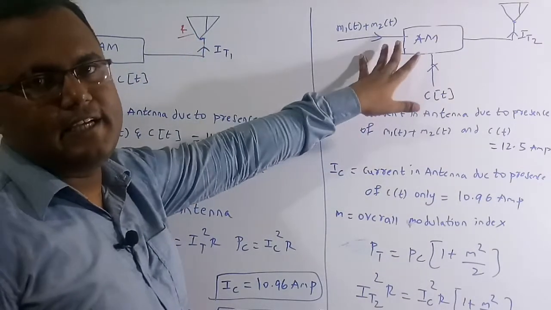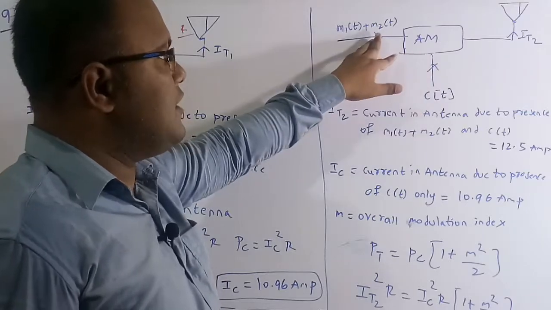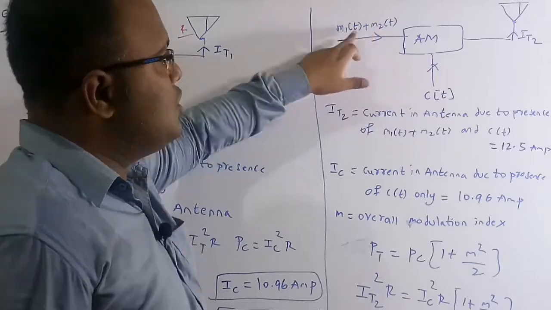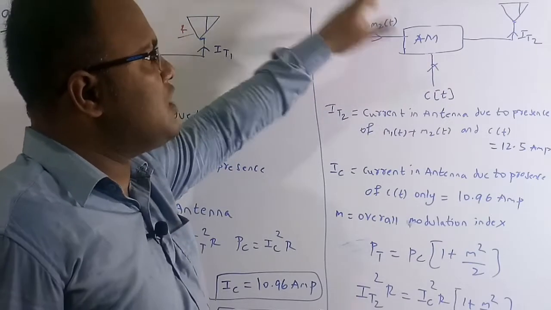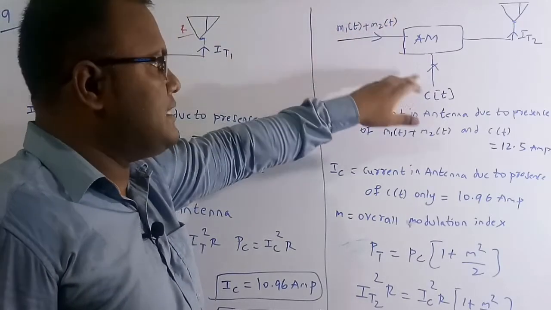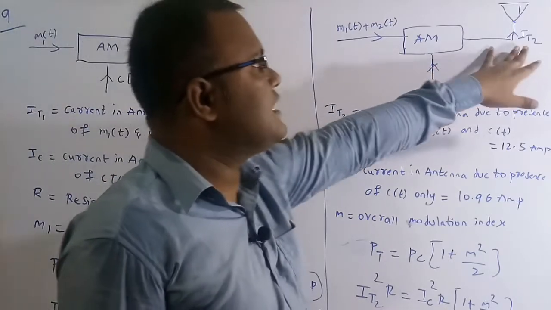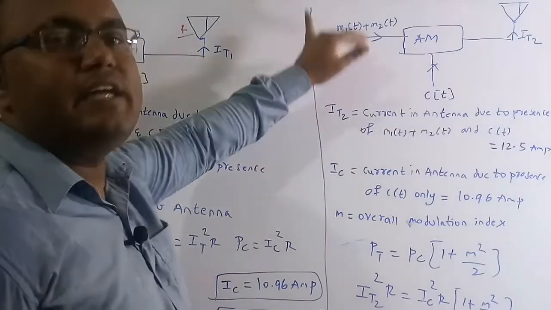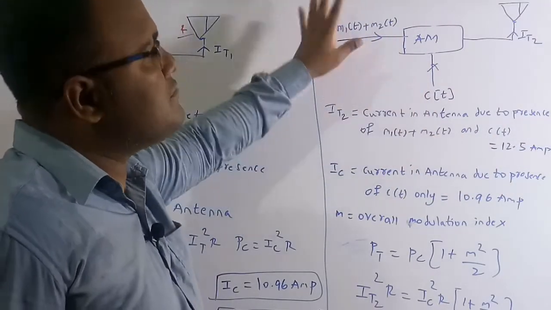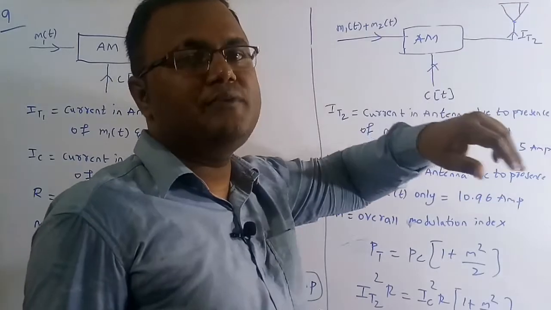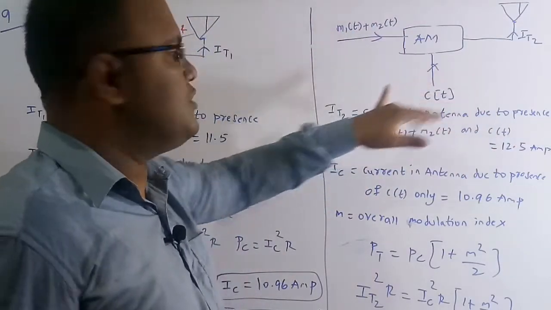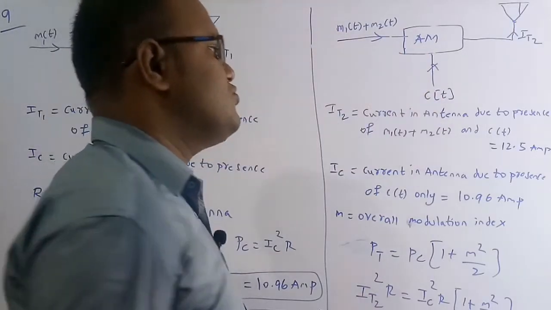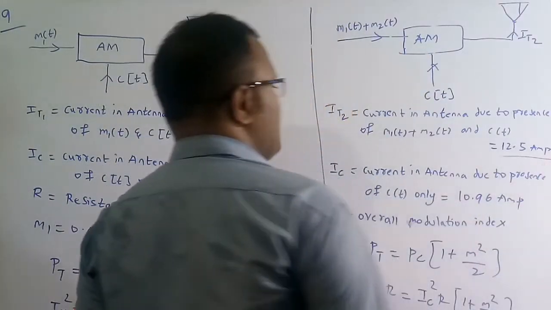Now let's come to the second case. For this AM, they also said we apply another new audio message signal, M2 of t. Along with M1 of t there is also M2 of t, and the carrier is still the same. Then I2 is the current in the antenna due to the presence of M1 of t, M2 of t and C of t. This is given, which is 12.5 ampere.